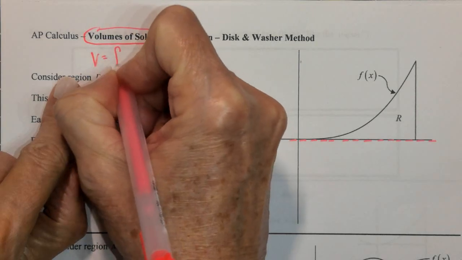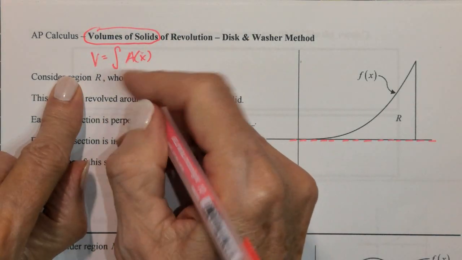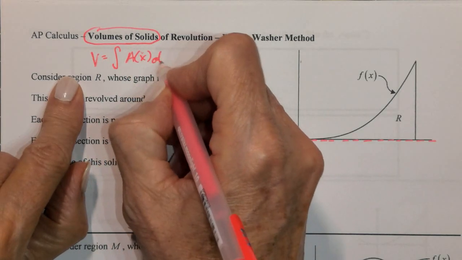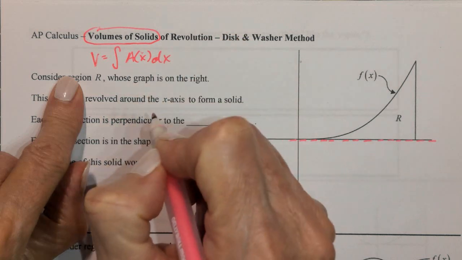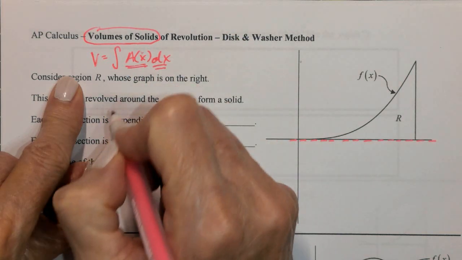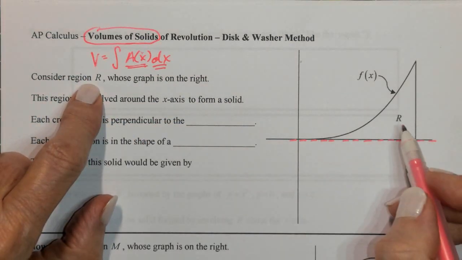And that is the integral of a cross section's area times a little width, right? Cross section area times the width. Alright? Okay, let's consider this region R.